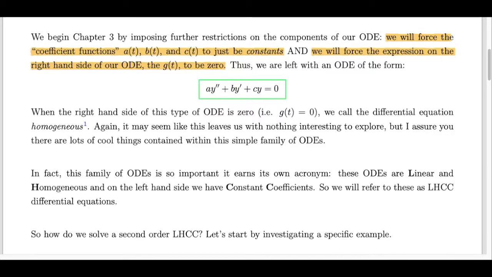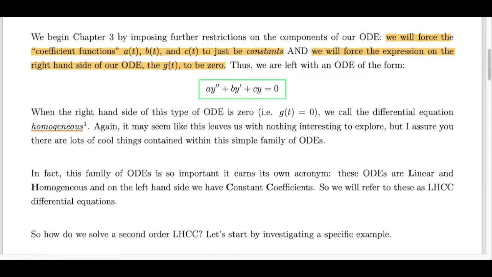Again, maybe you're thinking that we've narrowed our focus too much, but trust me, there is a lot of information packed into this seemingly simple ODE. Note that I've snuck in a definition here. When we have a right-hand side equal to 0, as we do here, we call this type of ODE homogeneous. This family of ODEs is very important, and as you'll see throughout the rest of the chapter, this family models a pretty wide range of physical phenomena. We'll be working with this type pretty exclusively in this chapter.